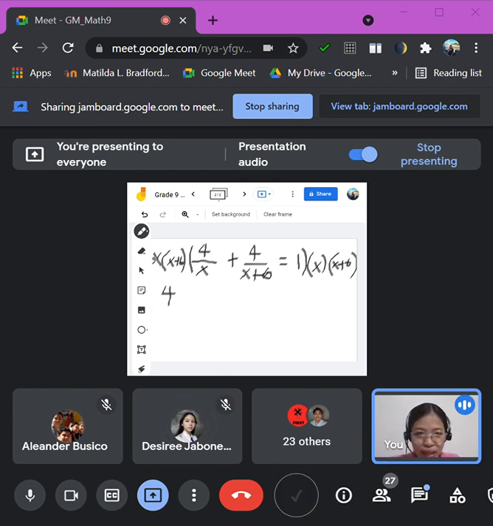Okay, so you will have there, for this one, since you are going to have 4 times x, that is 4x. And then you divide it by x plus 6. So, what happens?